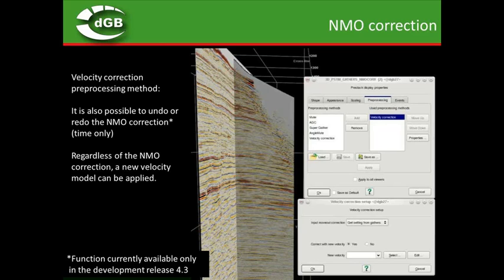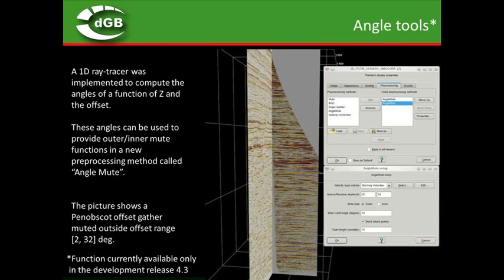Also, you have a new angle tool that will be released today in the stable release, that allows you to compute mute functions that are defined by constant angles, and the angles will be computed from your velocity volume. So in this case, on this CDP gather, I have computed mute functions with constant angle values of 2 and 32 degrees. So you see the tail mute equal to 2 degrees that appears here, and the one corresponding to 32 degrees that appears here.